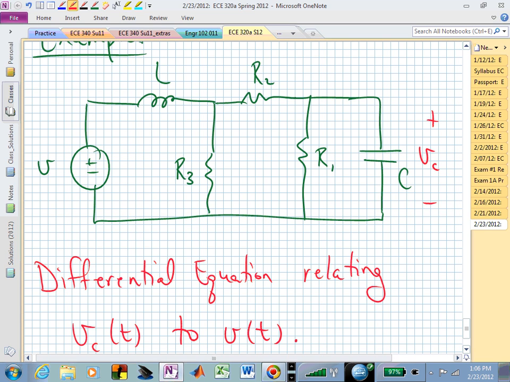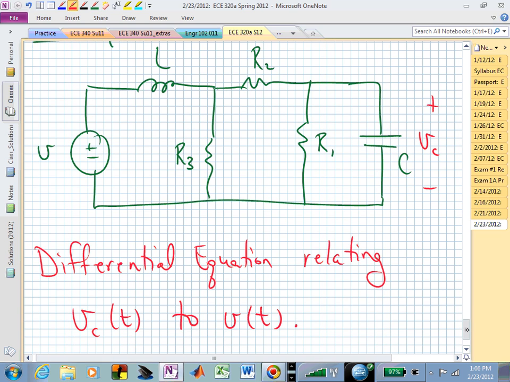If you do mesh, how many mesh currents do you have? If you did node voltage, how many node voltages do you have? 2. Now what are you going to do? Node or mesh? Probably node. Now you have 2 equations and 2 unknowns instead of 3 equations and 3 unknowns. But you could do either one, and they should give you the same consistent result. And we will learn how to put this into the frequency domain and analyze with algebra techniques.